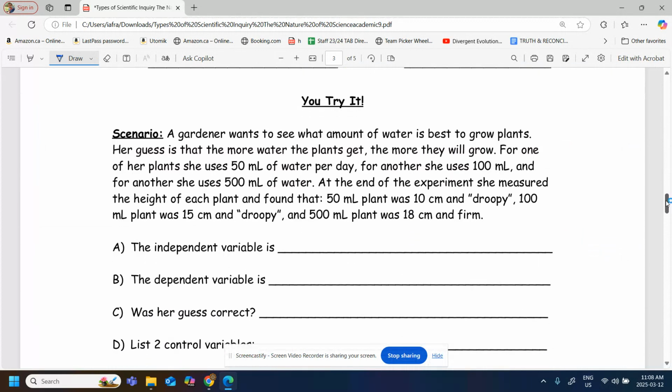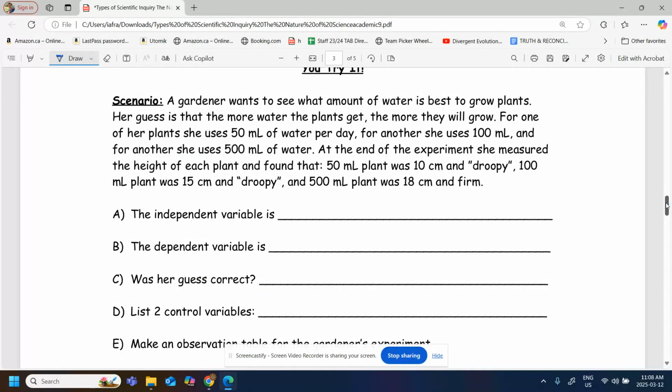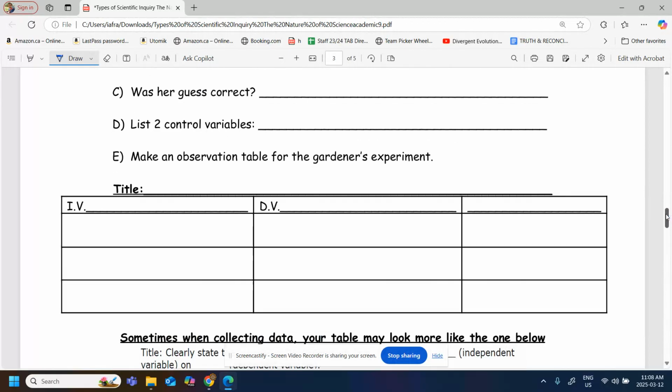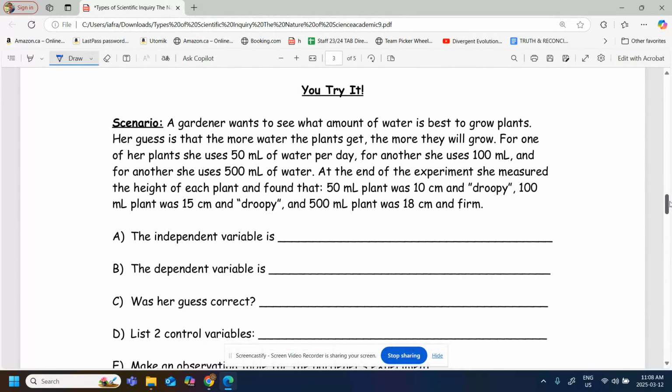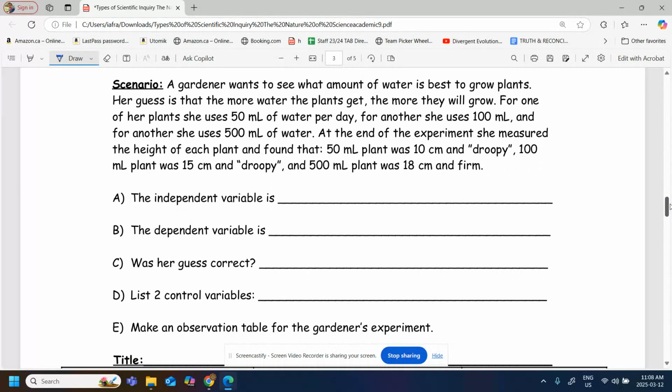So let's go to this scenario here, and we're going to try to identify all the variables that we can. We'll make a table as well. All the skills that we previously learned, we're going to apply to this one question. This is the type of question you could see on quizzes, tests, assessments, and labs, where you're going to have to figure out where your variables are. And when you design experiments, you actually come up with your variables so that you can design experiments around them.